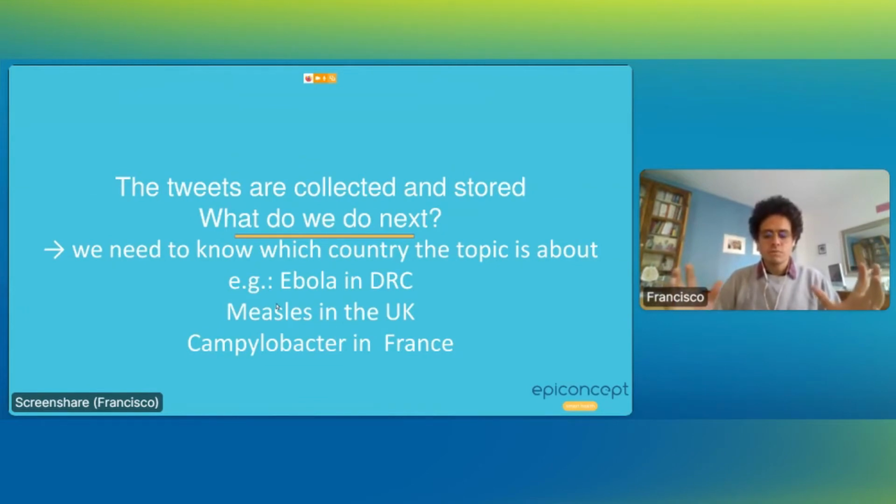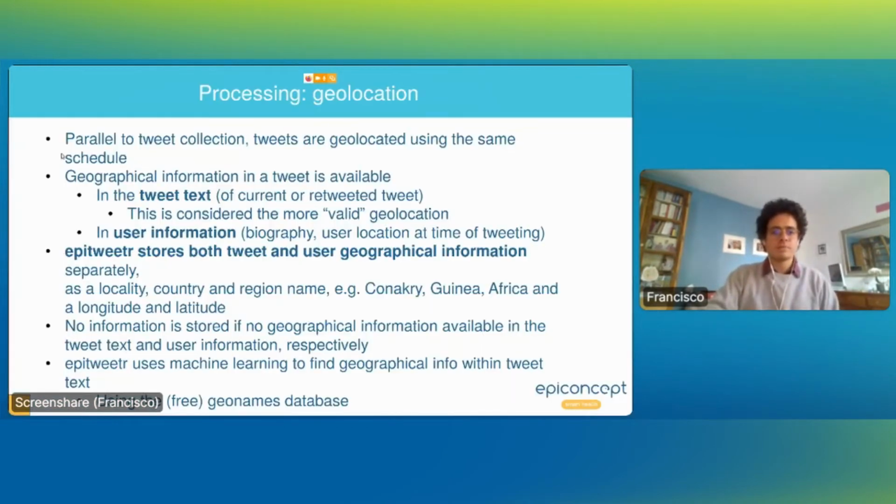Okay, so by using these principles, the tool got some tweets and stored those tweets locally in your machine. So now the next thing is to know which country or which place these topics are talking about. And how do we do that? We have a process, we call it geolocation, that is parallel to tweet collection.